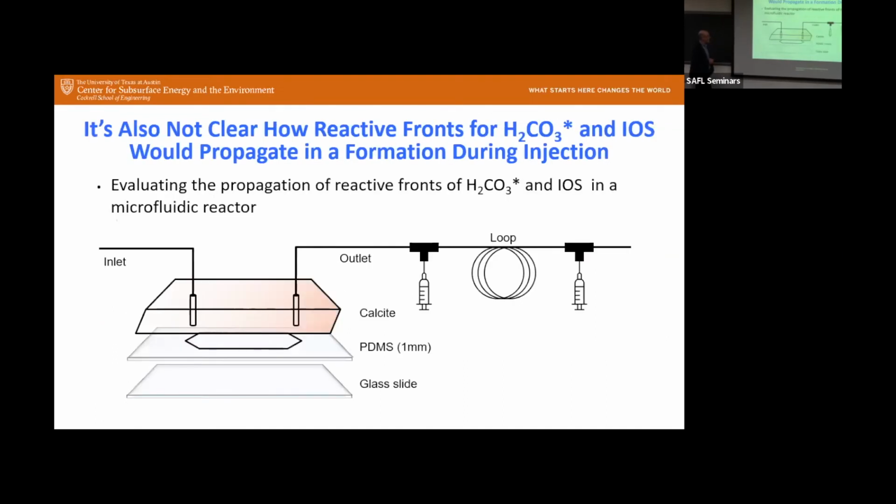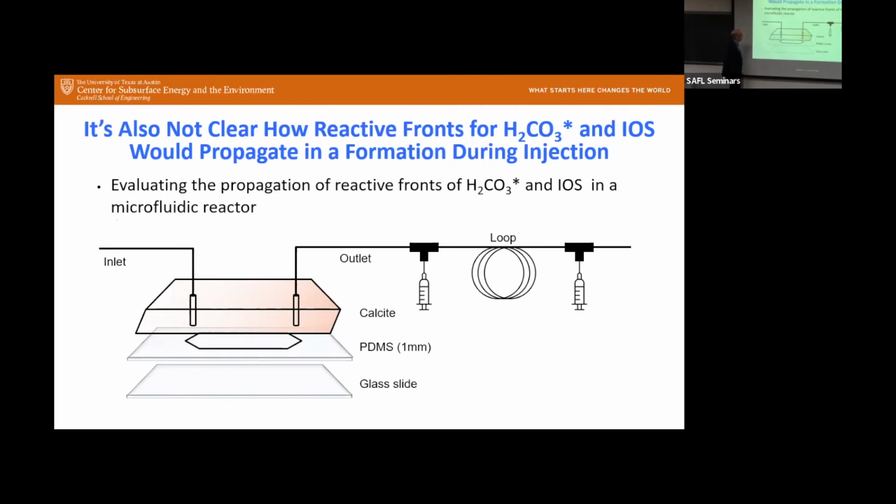Another question which we're just starting to investigate, and I don't have any results yet, but I've done a lot of work in microfluidics, so I wanted to do something with microfluidics in the talk: how do the fronts of this carbonic acid and the IOAs propagate under a reactive transport scenario?